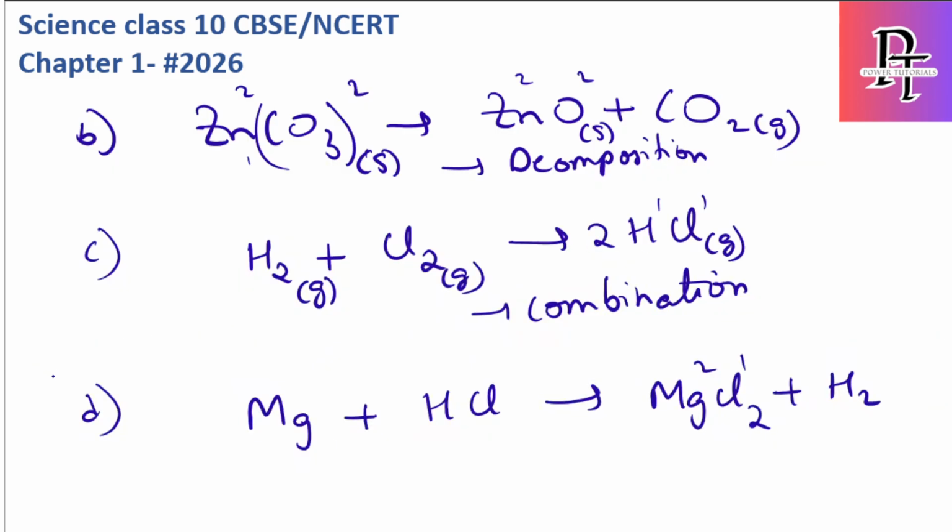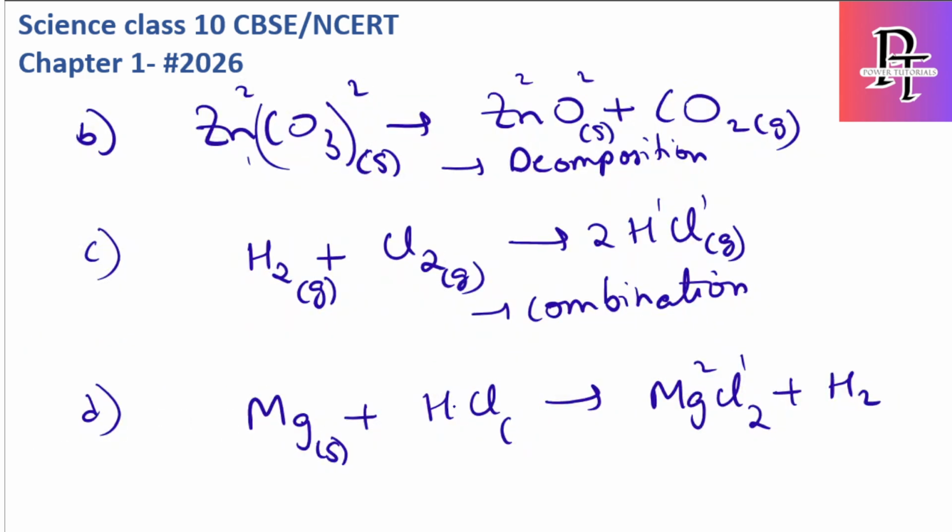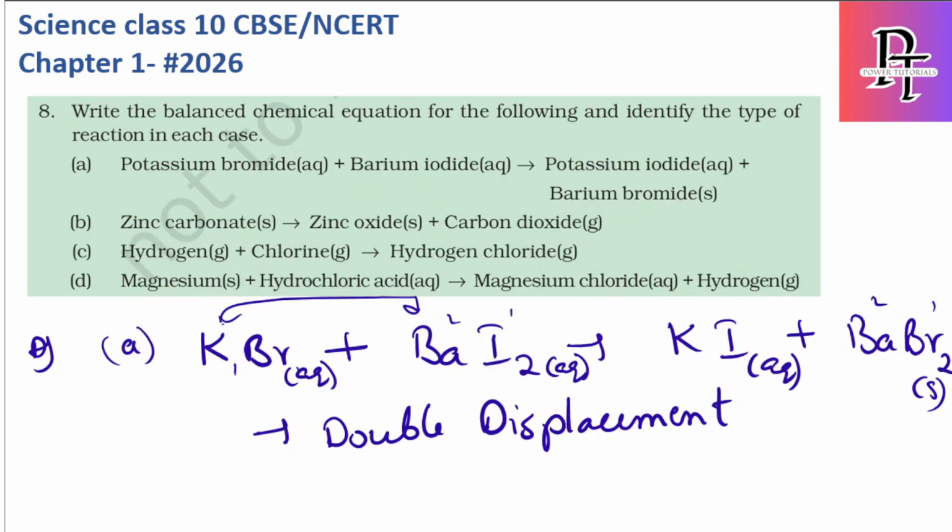If it is dissolved in liquid, I mean water, then it becomes aqueous, and that will be an acid. Magnesium is solid, HCl should be aqueous, that's why it is aqueous. MgCl2 should also be aqueous. Aqueous, and hydrogen is a gas, which is correct.